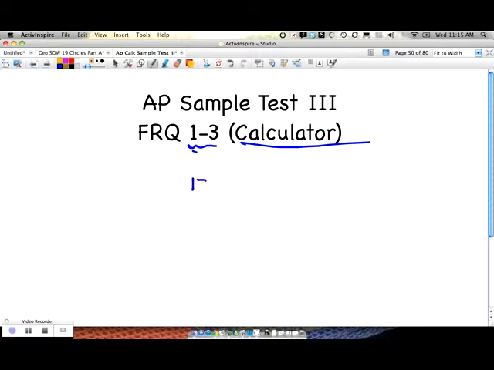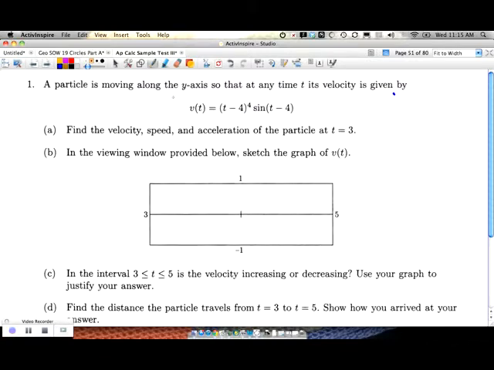On the current test now, it's only 1 to 2 that are calculator based, and 3 through 6, pardon me, are non-calculator. So they shifted one of these calculators over. On this sample test, it's not like that, but on the current test, that is the format. So let's start with the first one.